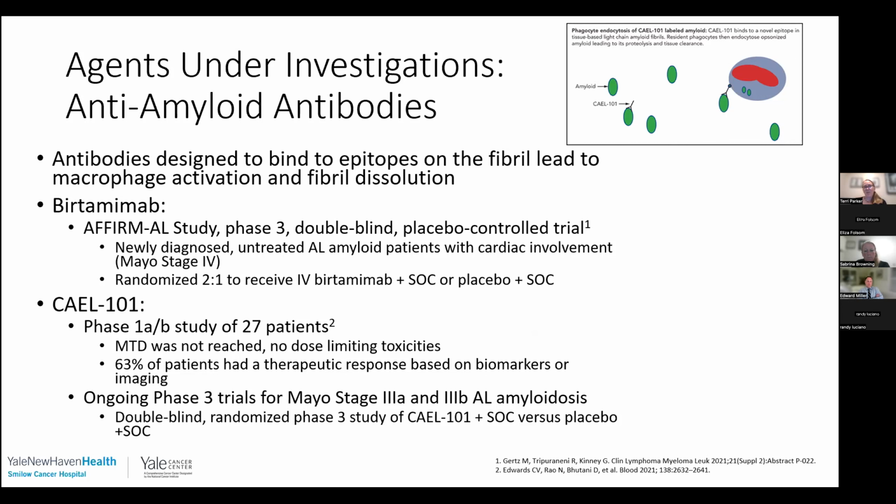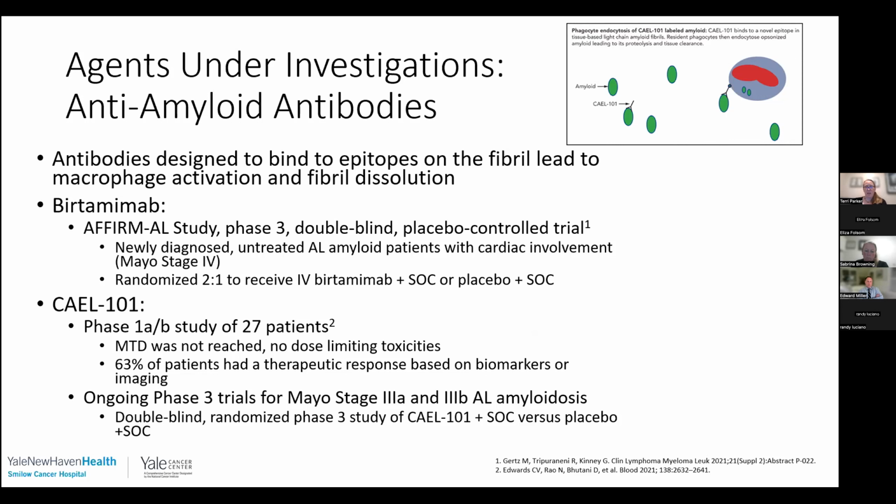The other anti-amyloid antibody that's being studied is known as CAL-101. There was a published phase 1A/B study of 27 patients, which was mainly looking at safety, but they did not see any dose-limiting toxicities, and 63% of the patients had what the authors considered to be a therapeutic response based on biomarker and/or imaging.